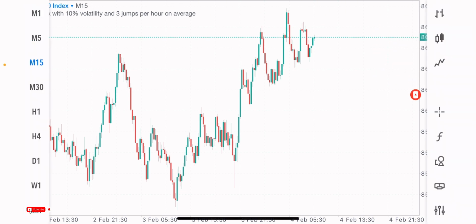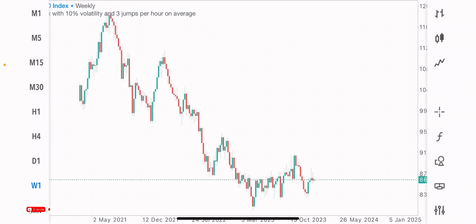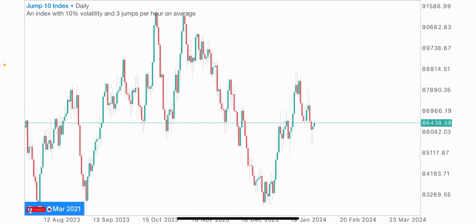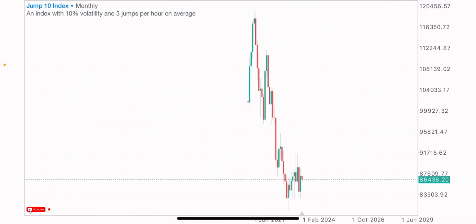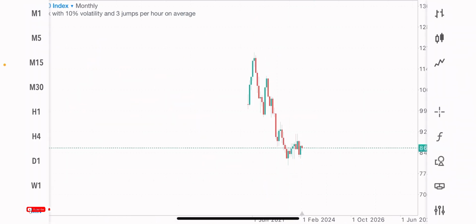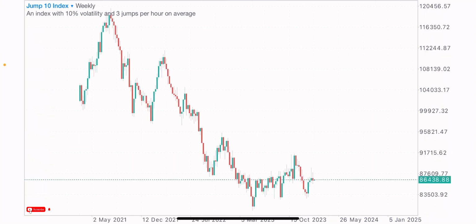You all know that whenever I want to analyze the market, whenever I want to look out for trade opportunities, I start from a higher time frame. This higher time frame can be the daily time frame, the weekly time frame, or the monthly time frame. So here I would want us to start from the weekly time frame, analyzing this index.